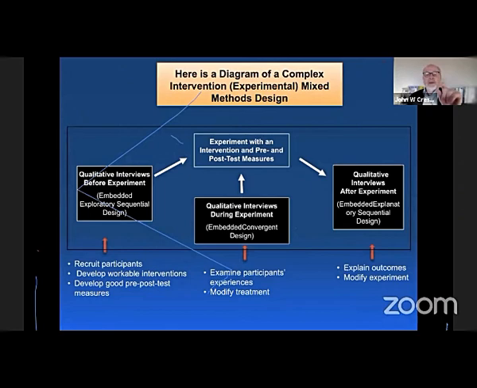You know, why did the treatment work? To explain the quantitative results in more detail. So this is embedding an explanatory sequential design. So this is what I mean by a complex design. What we're doing is embedding a core design. We're putting a core design within a larger framework. I want to give you more examples of this in a moment.